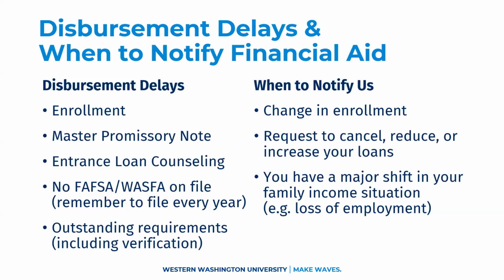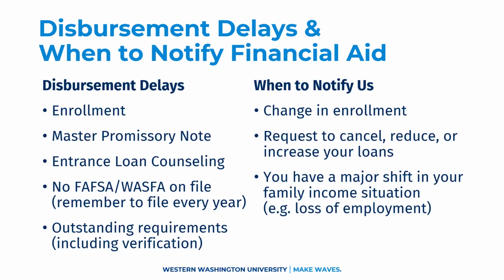Another common delay, unfortunately, is that we don't have your FAFSA or WASFA on file. So do remember to file every single year. They open on October 1st every year, so it's like the week after school starts at Western. You don't have to complete them right away. Our priority filing deadline is January 31st. So you've got a few months, but definitely do it earlier rather than later so that you don't forget. We don't want you to miss out on any aid that you could have been eligible for.